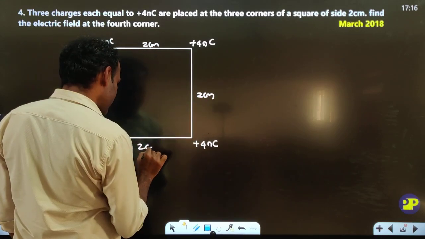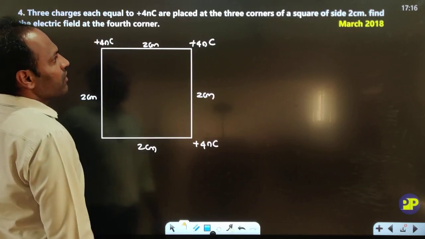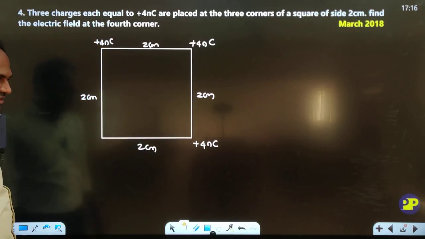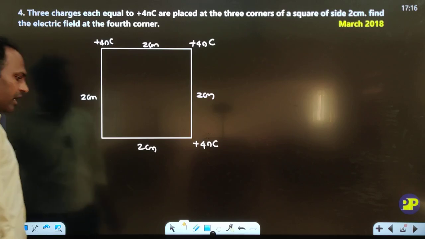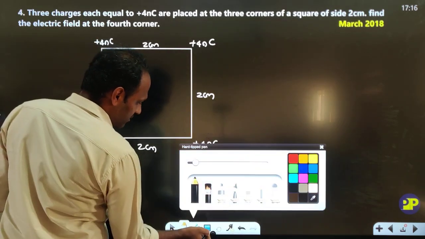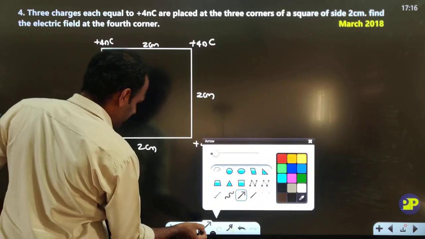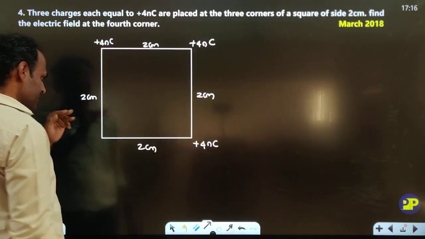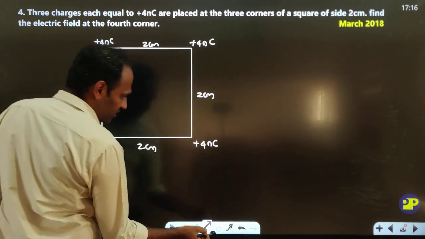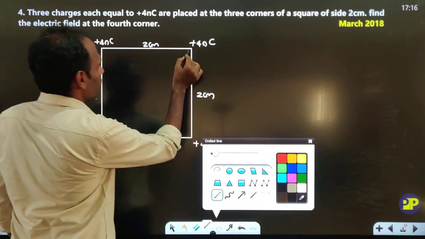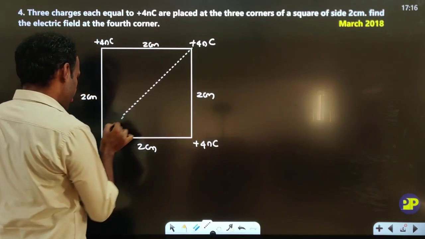You have to draw the relevant diagram like this. What they're asking is, find the electric field at the fourth corner. How much is the electric field here? This is what you have to calculate. See, how many charges are there? There are 3 charges. Then there has to be 3 electric fields. Okay, first let me draw the diagonal here. So this is the diagonal.